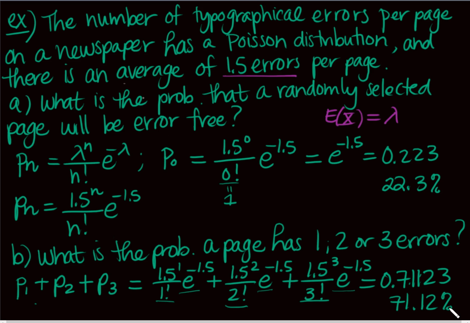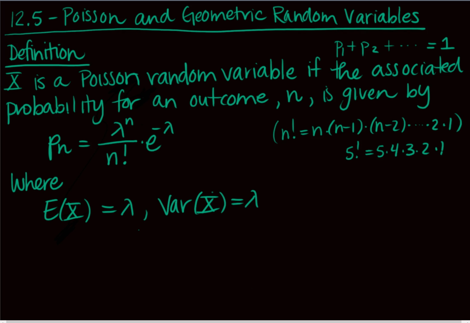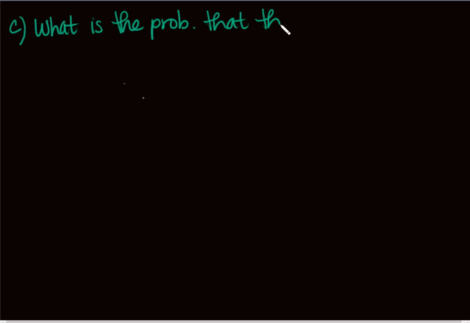Okay, I want to do one more example really quick. Let me just clear this out really fast. Okay, so, not one, I want to do one more part of this. So find what is the probability that there will be more than 4 errors?